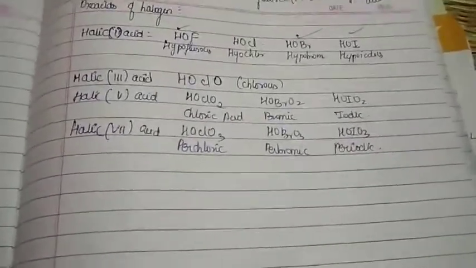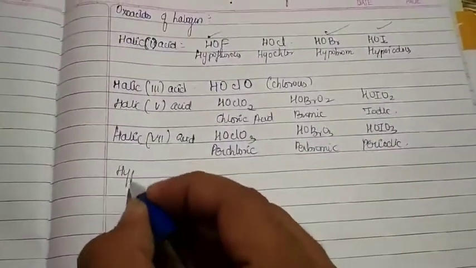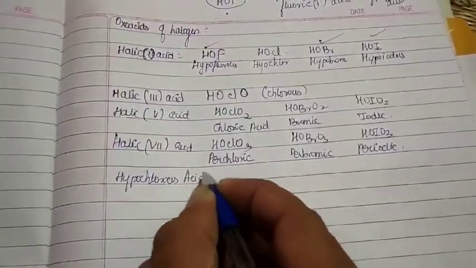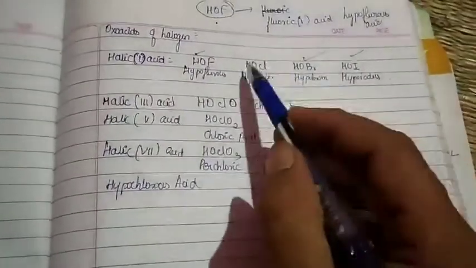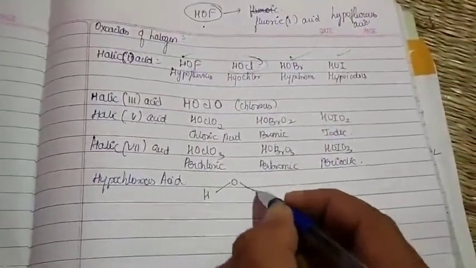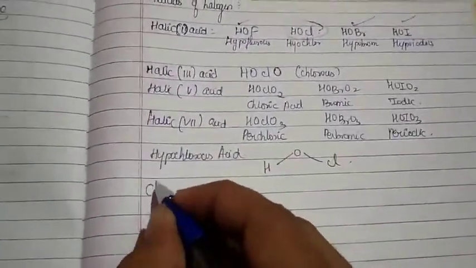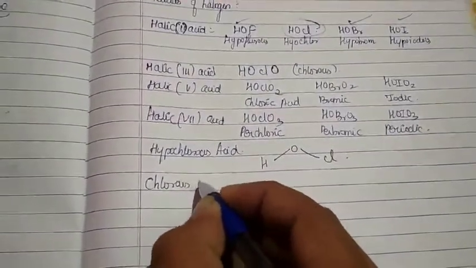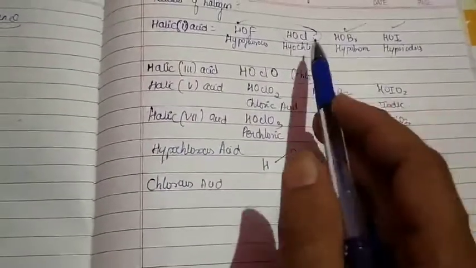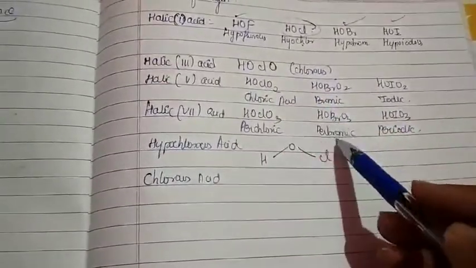Some important structures only we are going to discuss. First we'll see the structure of hypochlorous acid, which is HOCl. A simple structure: H, O, Cl. Then coming to chlorous acid, we will go through chlorine overall: hypochlorous, chlorous, chloric, and perchloric.